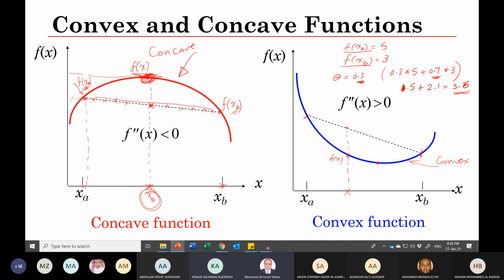Thank you. So now, if you take any point between XA and XB, for example, if this is 1 and this is 3, if you take 1.5, you will get f of 1.5 here, and you will find it greater than theta, whatever the interpolation factor, times f of XA, which is 5, plus 1 minus theta multiplied by f of XB. Is it clear? And the opposite is here.